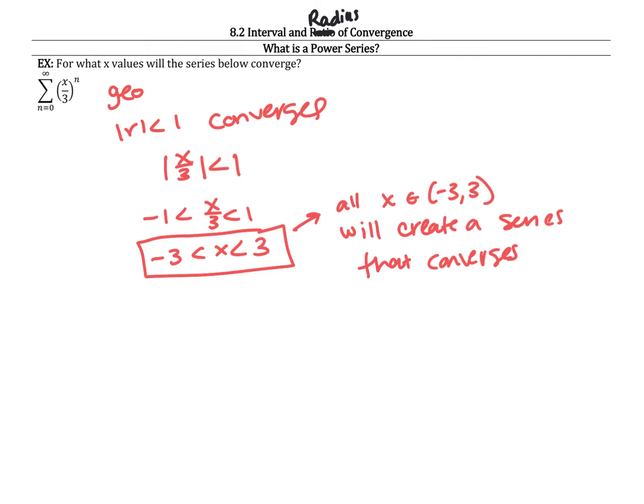So if we plug in 1, we'd have (1/3) to the power of n. That's going to converge by the geometric series test. If we plugged in 4, which would be outside that interval, that would diverge by the geometric series test.